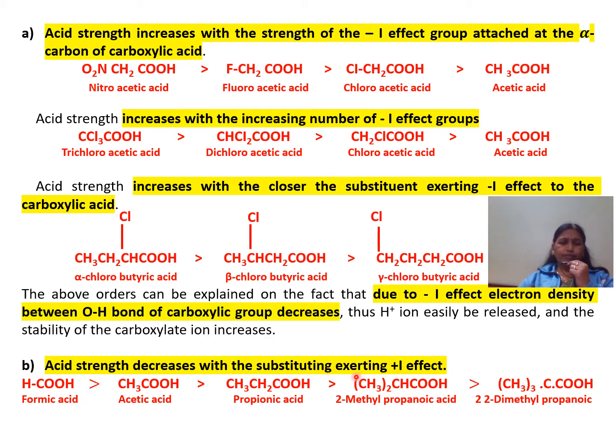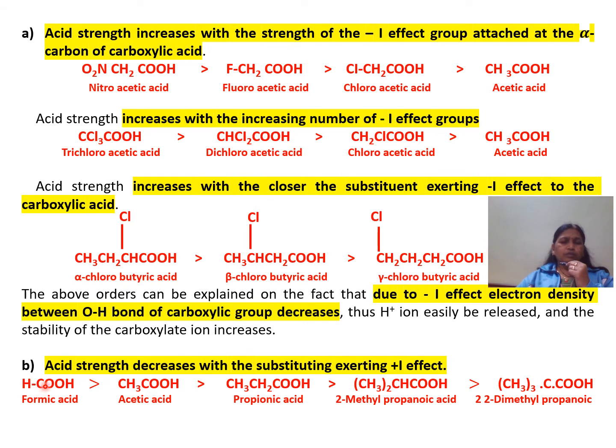How does the plus I effect affect the acid strength? The plus I effect decreases the acid strength, the reverse of the minus I effect. Minus I effect was increasing the acid strength, but the plus I effect decreases the acid strength. And the reason is just the reverse of it. The minus I effect decreases the electron density, but the plus I effect will increase the electron density.